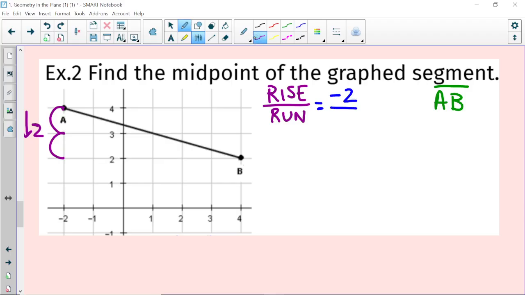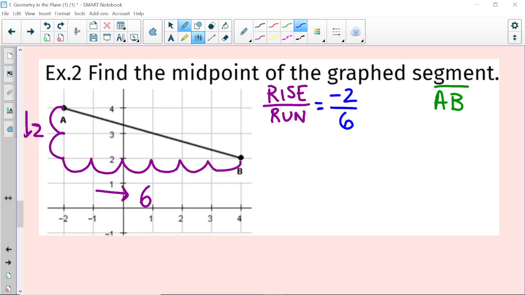Now, our run. We're going to run, not up or down. We're going to run left or right. So am I going to the left or to the right? To the right. How far? Let's count. 1, 5, and 6. Very good. We went to the right. Is right a positive direction or a negative direction? Positive. Very good.